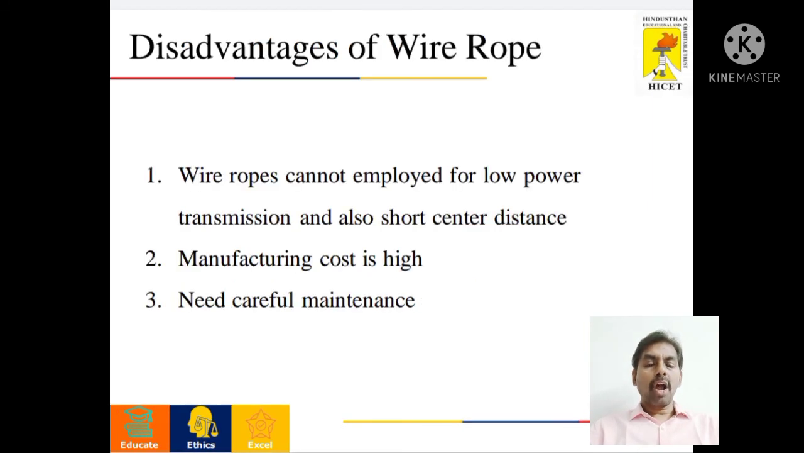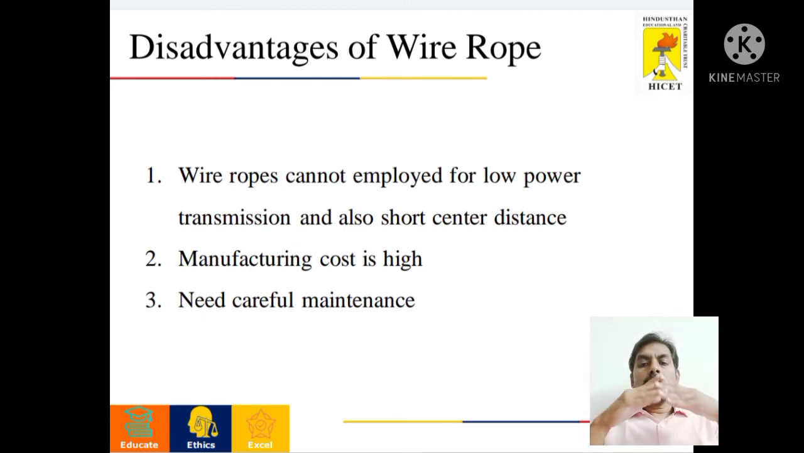Disadvantage: wire ropes cannot be employed for low transmission and also for shorter center distances. It will not be used for shorter distances, only for long distances. That is the main disadvantage. The second one is that the manufacturing cost is also high, and the third one is the need for careful maintenance. That is very important. Careful maintenance will be needed for a wire.